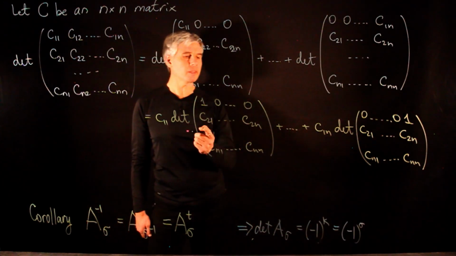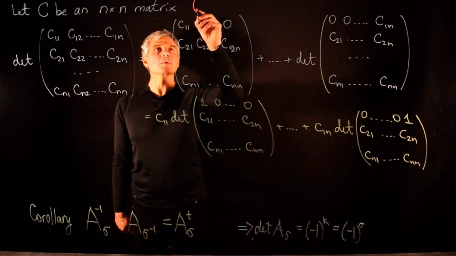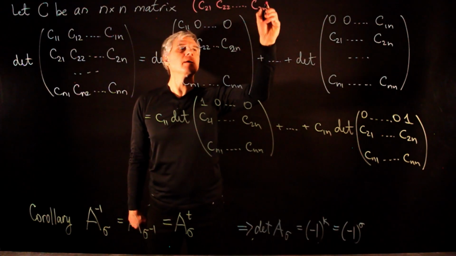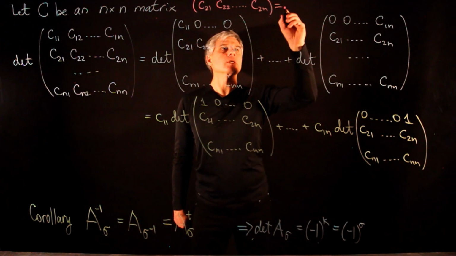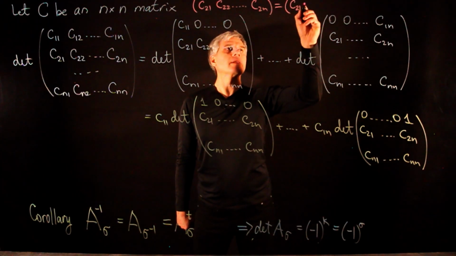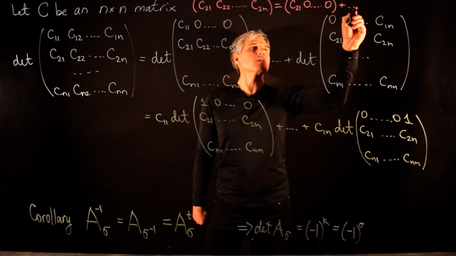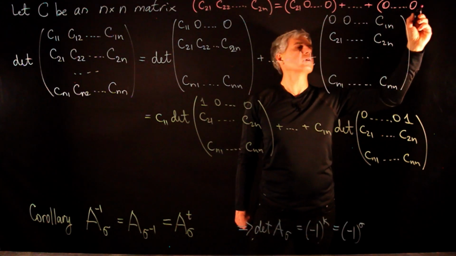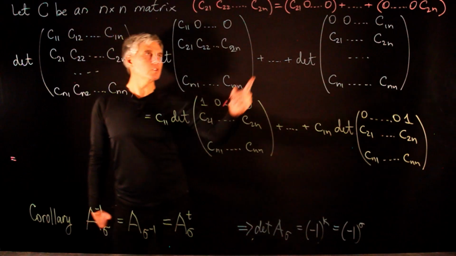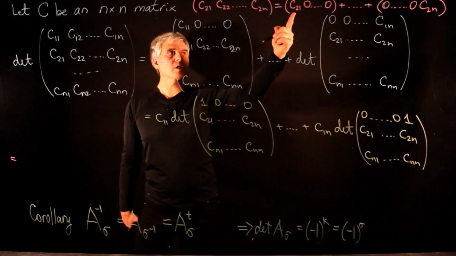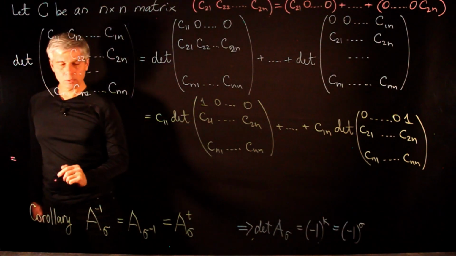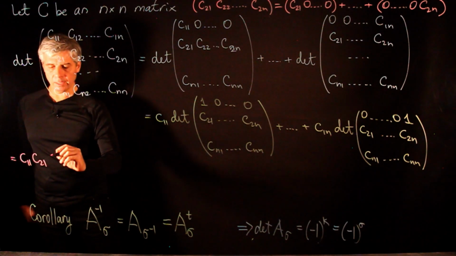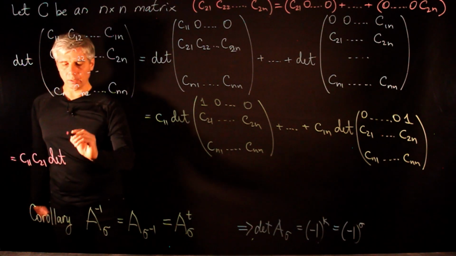Next, we're going to apply this idea to the second row of the matrix. So we take the second row, C21, C22, C2n, and we write it as a sum of n rows. This will be C21 and then all zeros, plus and so on, and the last of these n rows will be all zeros and C2n. When we do this, we will also be pulling out constant multiples in front of the determinant. So what we're going to get is the following expression: C11 times C21 times the determinant of the following matrix.